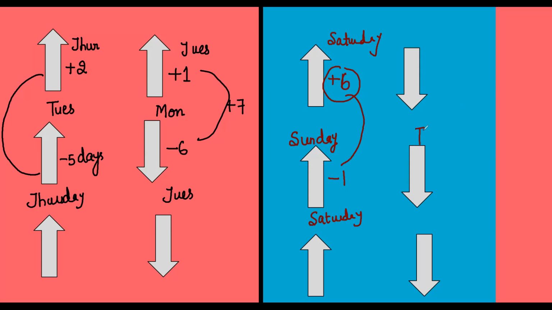Suppose today is Thursday. So 4 days after will be what? Thursday, Friday, Saturday, Sunday, Monday. That means 3 days back also will be Monday. So this is a very, very important concept to master to deal with the calendar.